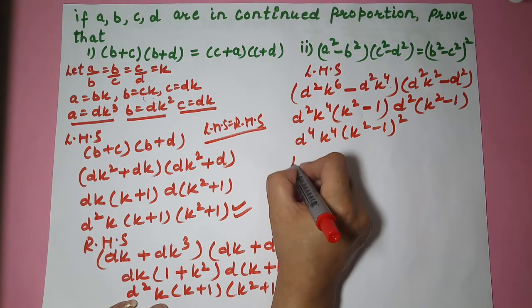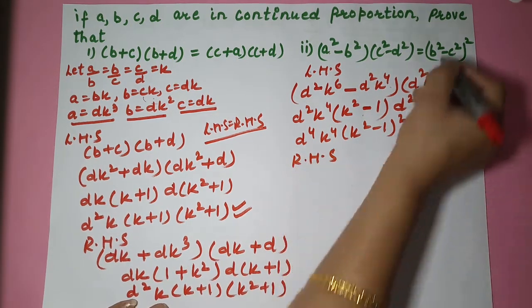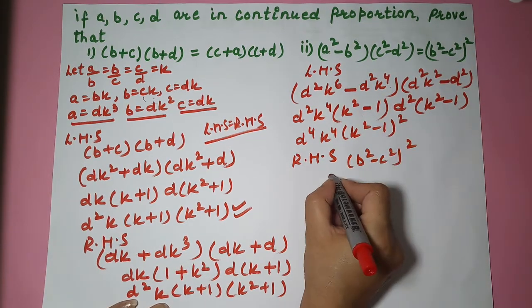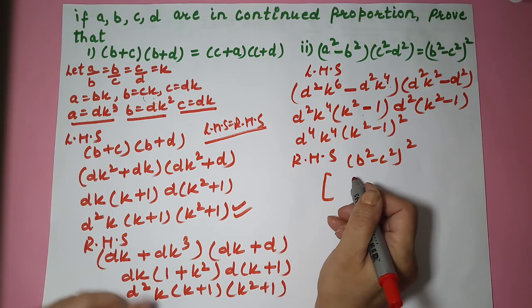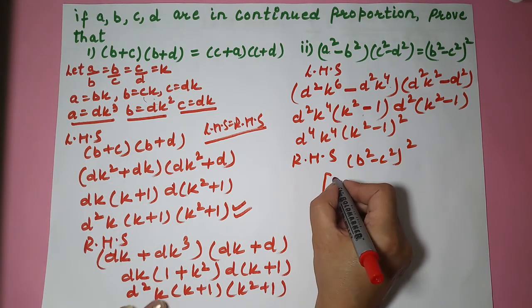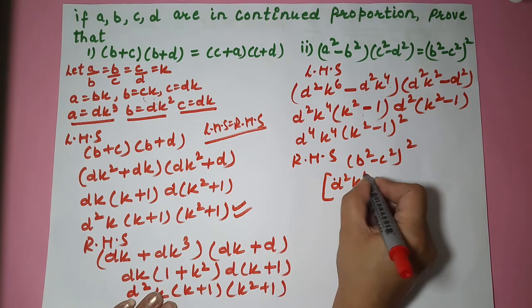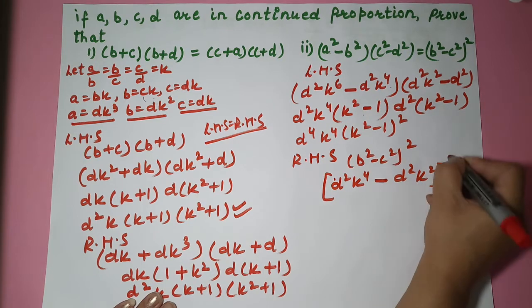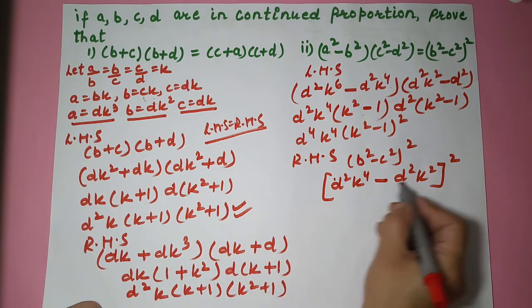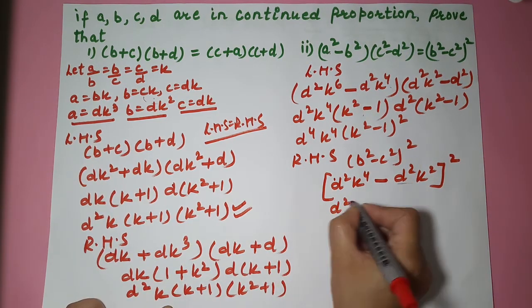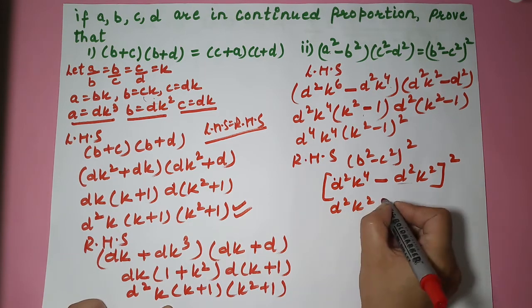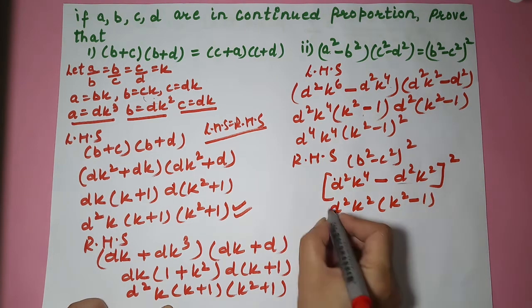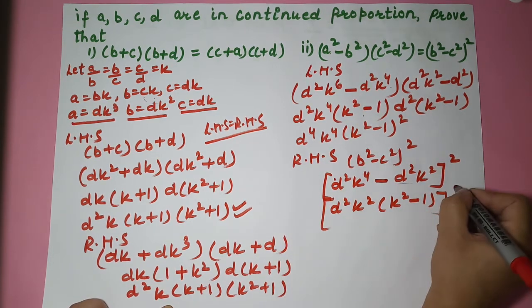Let me go to the right hand side now. What is my right hand side? B square minus C square whole square. Okay, let me replace B square. B is DK square, so that is D square K4 and C is D square K square, and this is happening inside the square. So here I can take D square and K square as common, and inside I'll get K square minus 1, and this is happening inside the square.